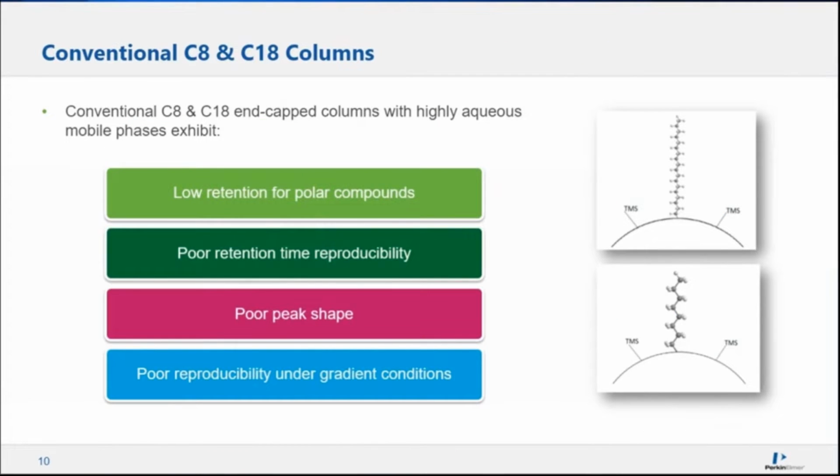Now, one of the difficulties in using conventional C8 or the workhorse C18 columns is if we utilize a mobile phase with a high aqueous component, more than 95% aqueous. We would use that particularly for the retention of polar compounds. But if we use a conventional, heavily end-capped, let's say C8 or C18, we'll experience low retention for polar compounds, poor retention time reproducibility, poor peak shape, and poor reproducibility under gradient conditions.